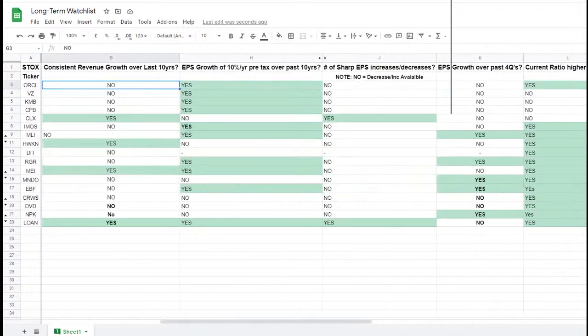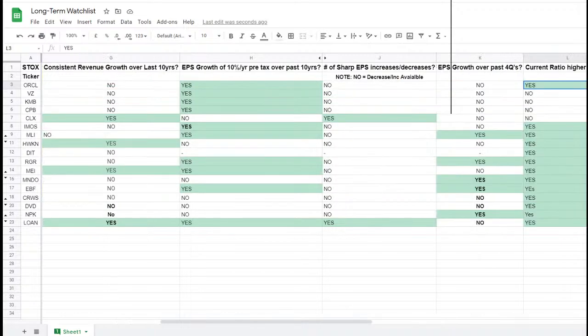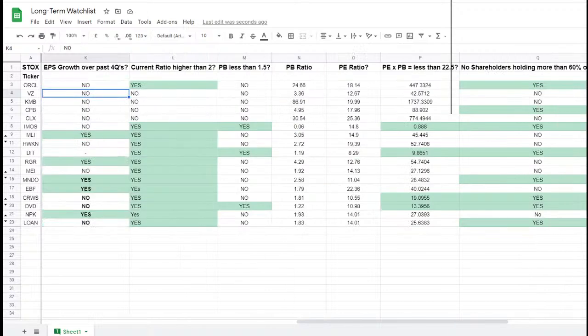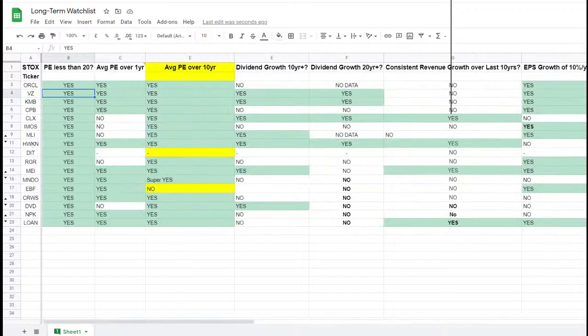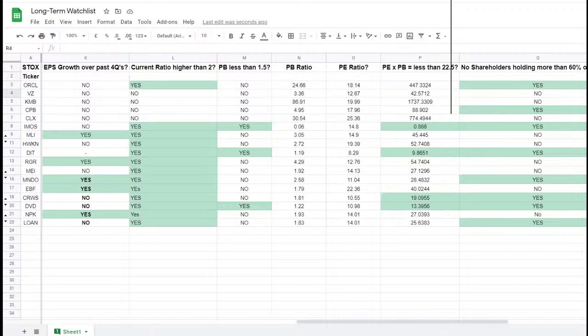So let's begin with Oracle, the usual. We're going to count how many yeses there are. For Oracle, there is 1, 2, 3, 4, 5, 6. So that means 6 out of 16 factors. We put that in, and it turns out to be 37.5%. Not bad. Let's look into Verizon now. 1, 2, 3, 4, 5, 6. That's it, just 6, very similar to Oracle.